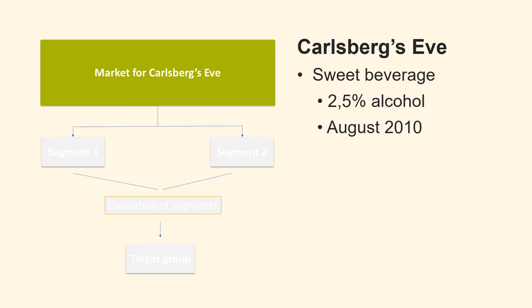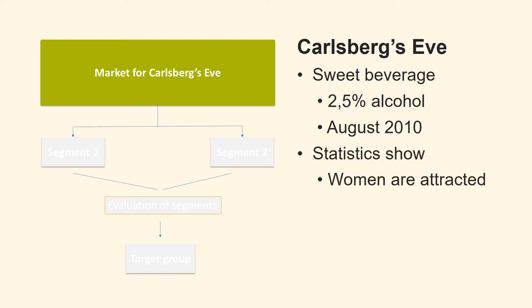Eve is a sweet beverage like a breezer or cider with only 2.5% alcohol. Eve was introduced to the Danish market in August 2010. Carlsberg has decided to use market segmentation in order to find the primary target group for the launch of Eve. Carlsberg's own statistics show that women are attracted to these sweet beverages with low alcohol content.